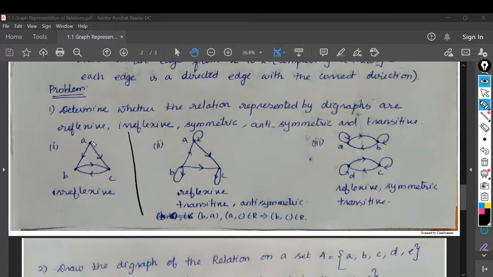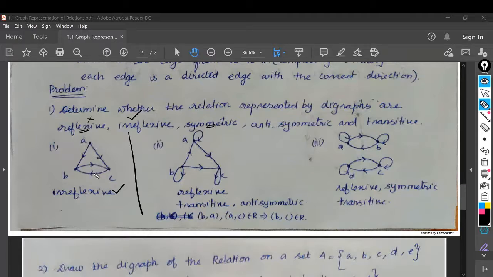Let us first check for reflexive. If it is reflexive, in A there should be a loop, in B there should be a loop, in C there should be a loop. In all the three vertices you don't have a loop at all, so it is not reflexive. Since there is no loop in any vertex, it is irreflexive. So the irreflexive condition is satisfied. Now next, coming to symmetric.